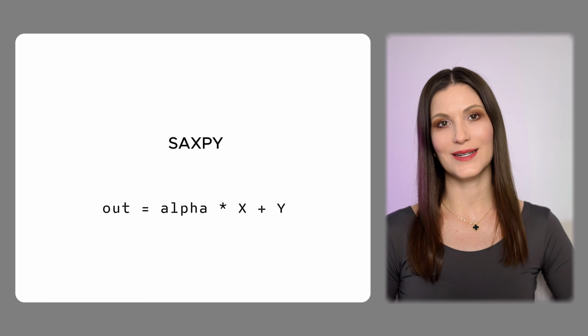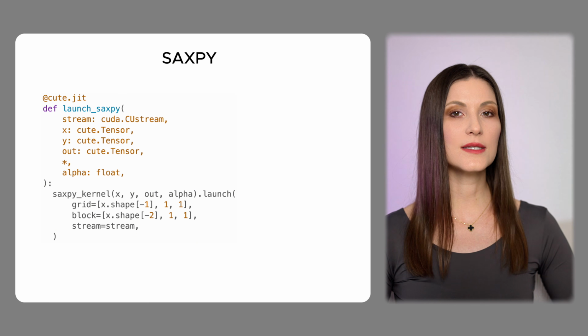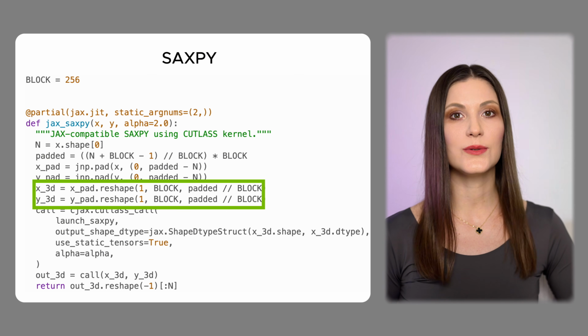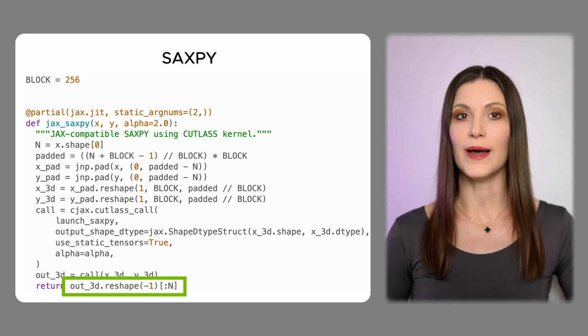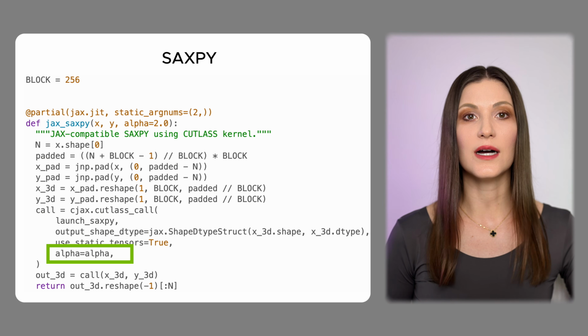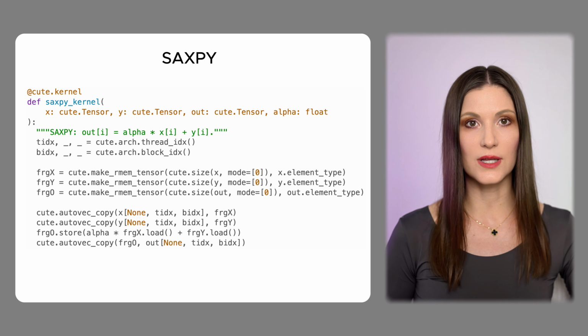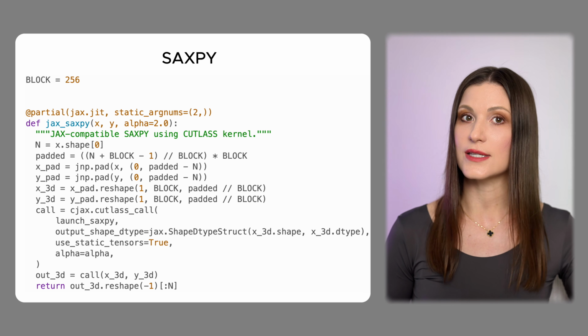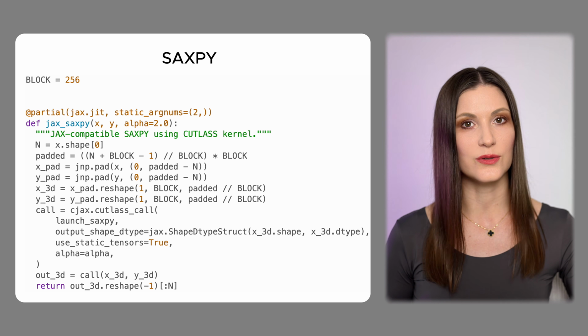Out equals alpha times x plus y. This is the same shape story as vector add: pad, reshape to the 3D view, call the kernel, and reshape back. What's new is the scalar alpha. In the CuTe kernel, alpha is just a parameter. But in JAX compilation, the question is: is alpha dynamic, or is it static at compile time?